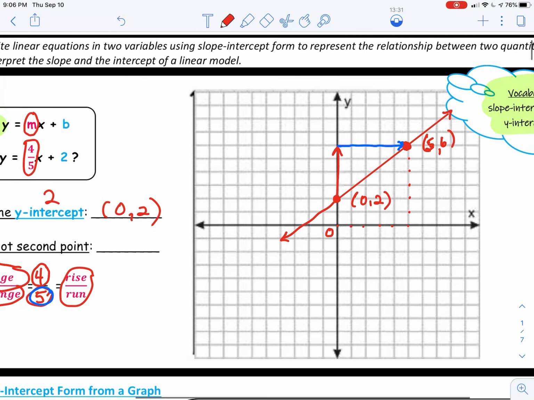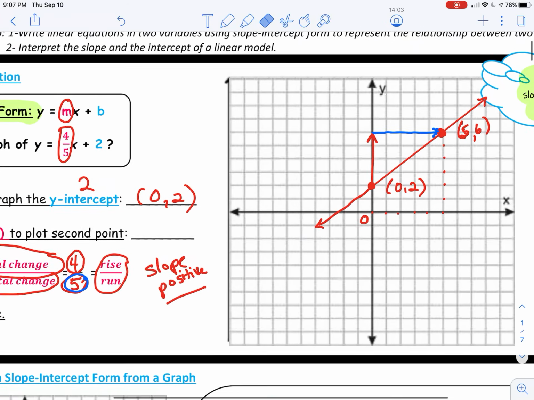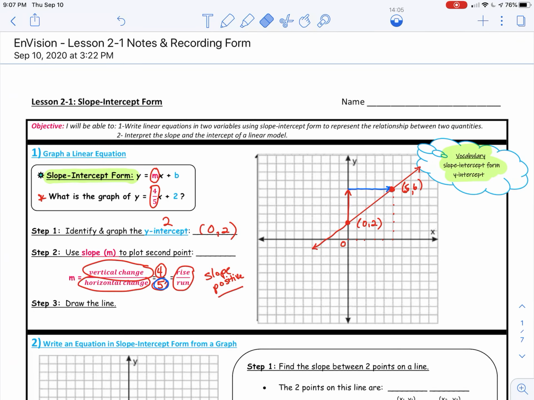Notice I said that our slope over here was positive. And remember I said if you put your eyeball over here, and if I head upward from the left of my line to the right of my line, if it's heading upward, it's a positive slope. And we knew that the slope was positive, and my graph actually does reveal a positive sloped line. Okay? All right, so that is how we use the slope-intercept form.